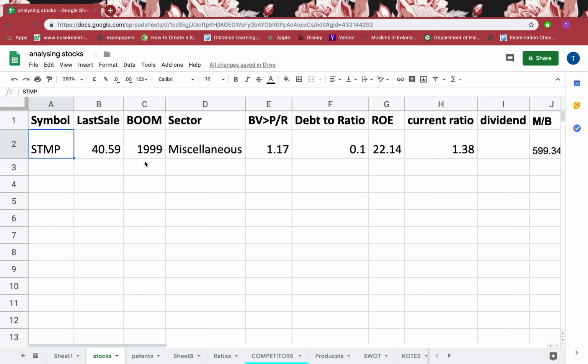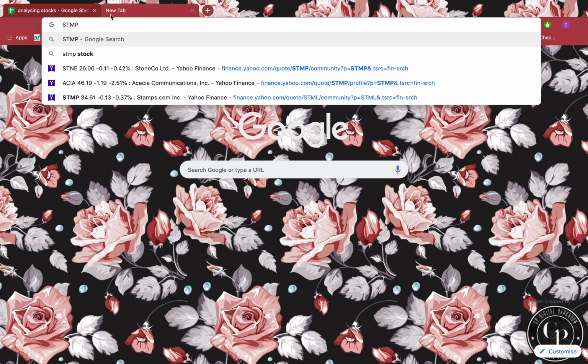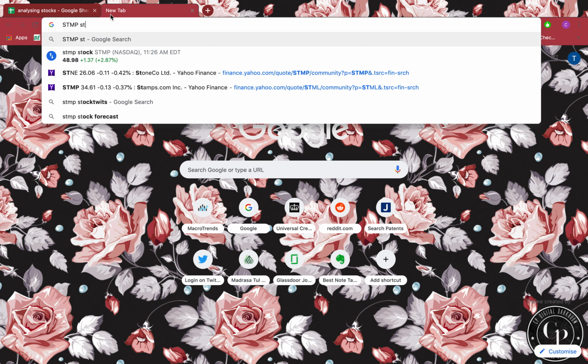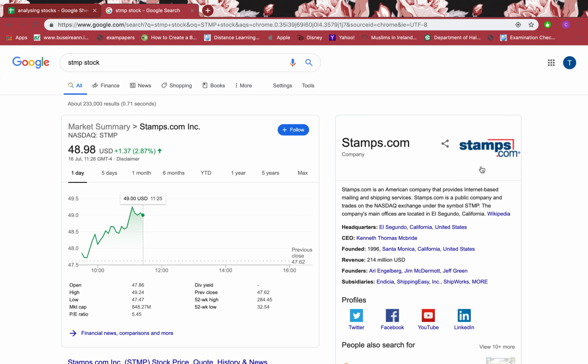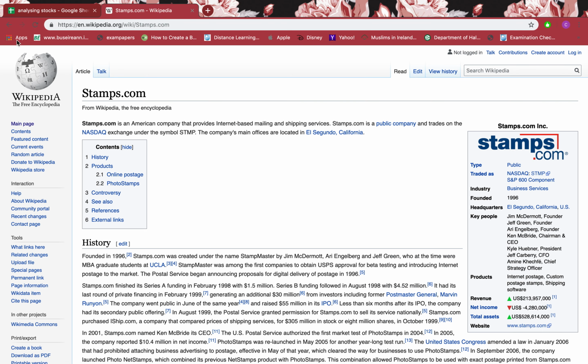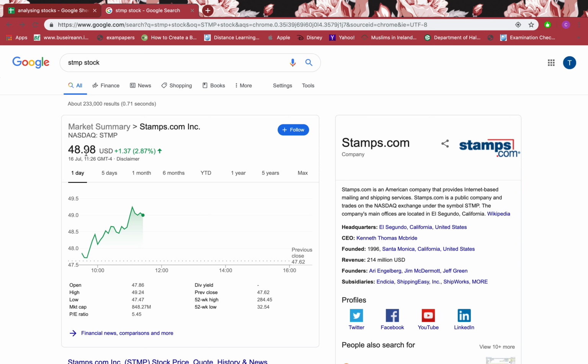Okay, in this tutorial, I'll be going through a stock, SDMP. I'll just click that, copy it, and paste it in Google and write "stock" beside it. The information on the right is from Wikipedia, and the information on the left is from Google. If I want to see what the stock price is, it's 48.98 US dollars per stock.